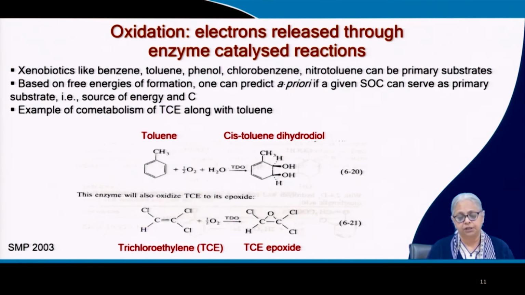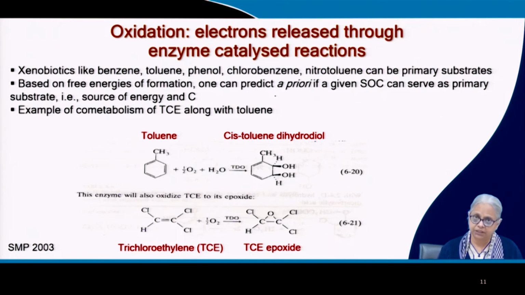Now here is another very important point. No matter what the SOC is, whether it's of anthropogenic origin, or whether it's in petrol or in any other mixture of industrial chemicals, whatever it is, if you know the chemical formula for a compound, you can use that information to determine the free energy of formation and then come up with half reactions as shown in that table 6.4.